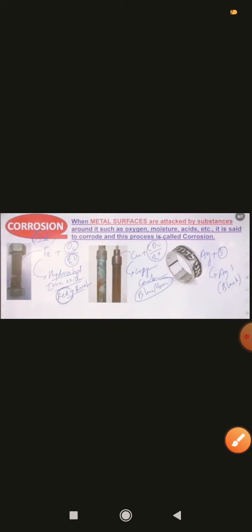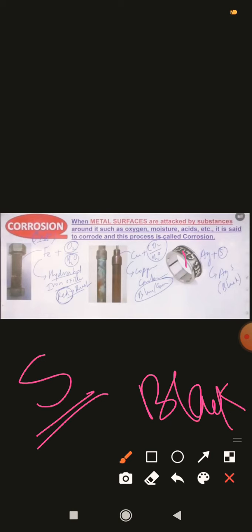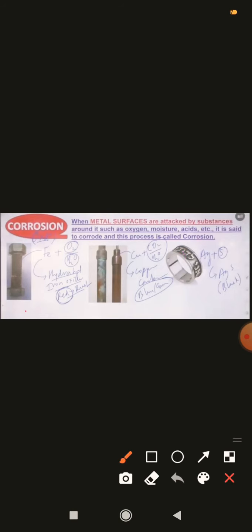The third example is Ag, meaning silver. In silver, a blackish color comes due to sulfur. By the element sulfur, the silver surface is damaged and turns black. So this is the process of corrosion of silver. I hope you understand the corrosion of iron, copper, and silver. So let's move ahead.